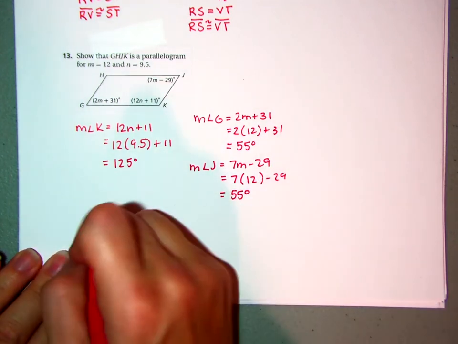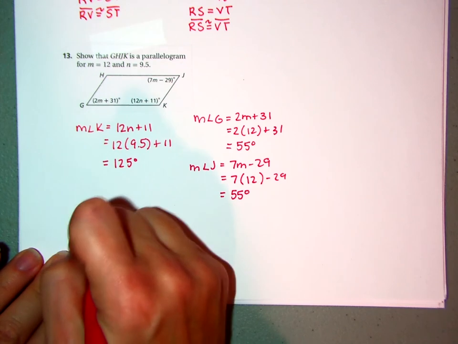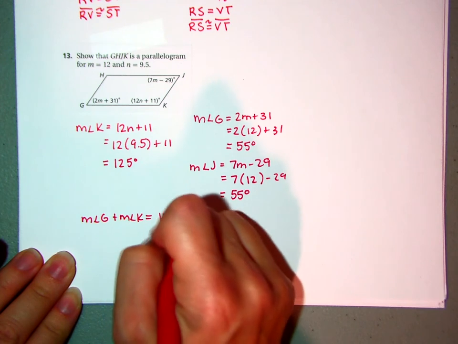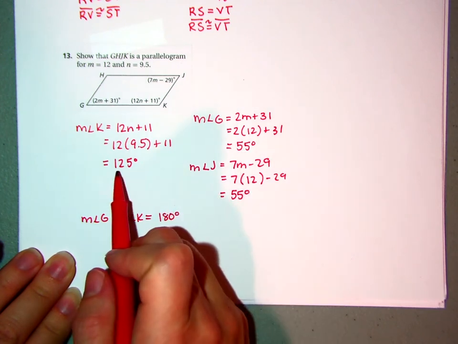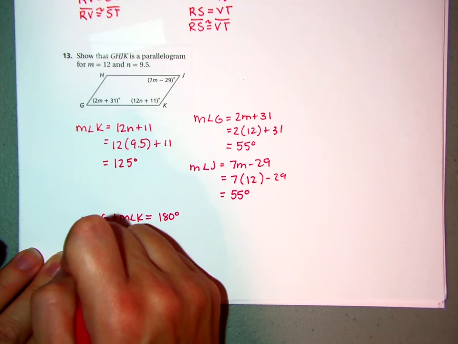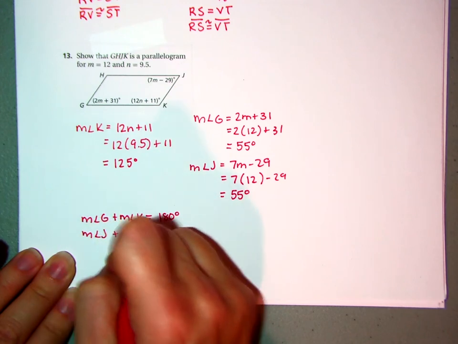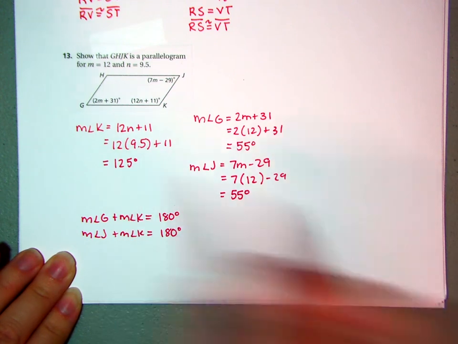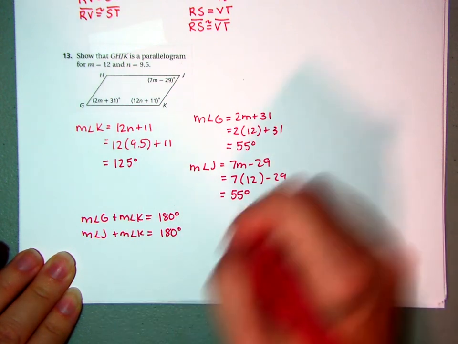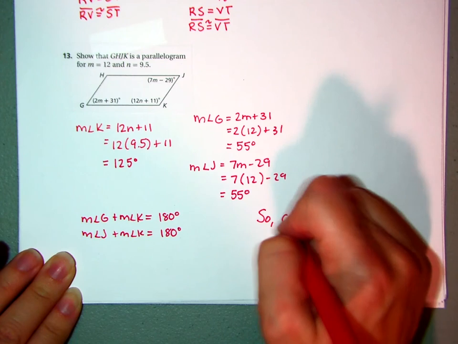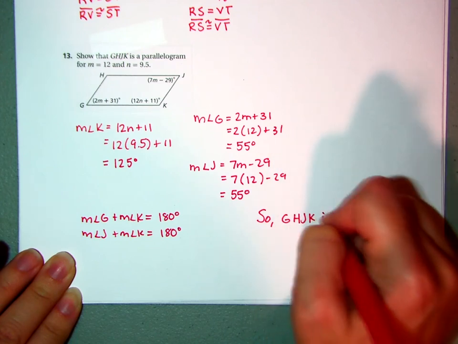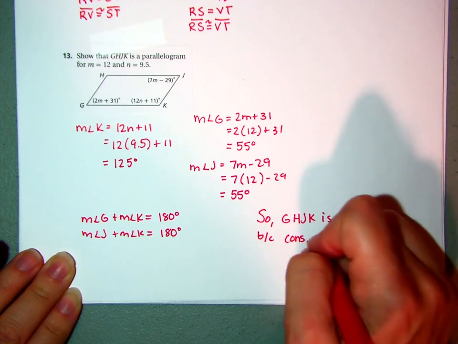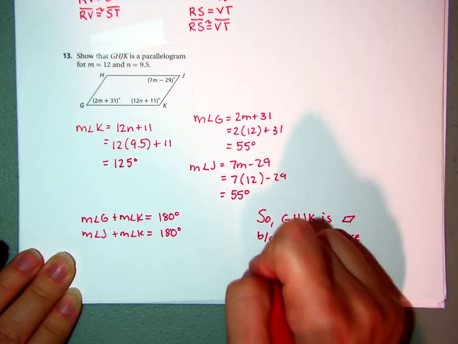But what we can show here is that the measure of angle G plus the measure of angle K is 180 degrees, because 55 plus 125 is 180. And the measure of angle J plus the measure of angle K is 180 degrees, because again 55 plus 125 is going to be 180. So GHJK is a parallelogram because the consecutive angles are supplementary.